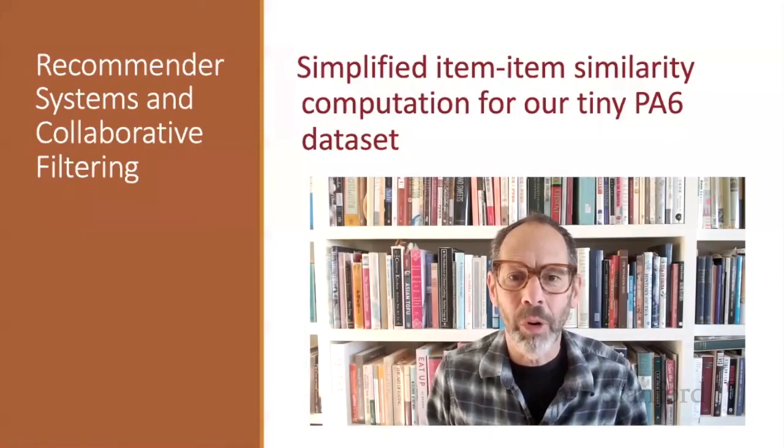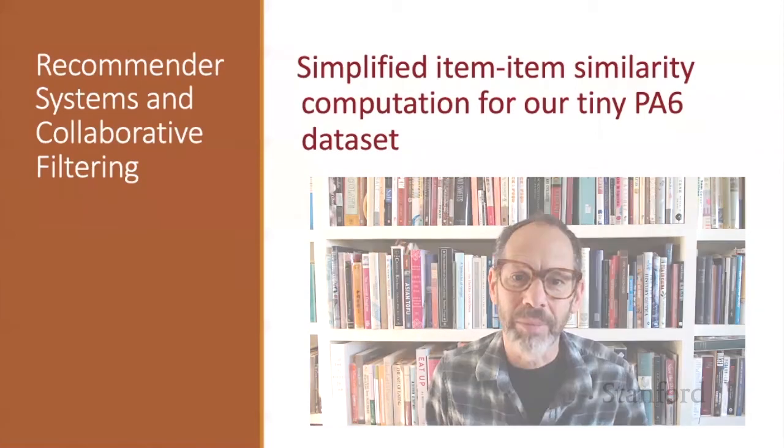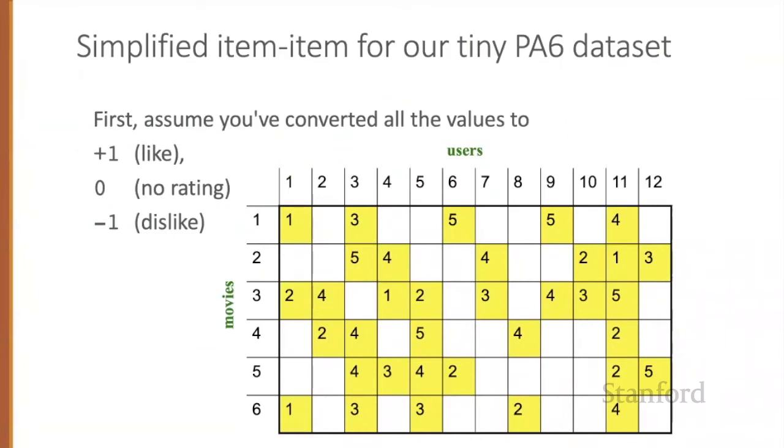For our data set in Programming Assignment 6, you're going to implement a simplified version of item-item collaborative filtering because it happens to work better on our tiny data set. First, for this problem, we're going to be converting all the values to +1, 0, and -1. So instead of our movies by users utility matrix looking like this, it's going to look like this. So everything will be 1 for like, 0 for no rating, and -1 for dislike.